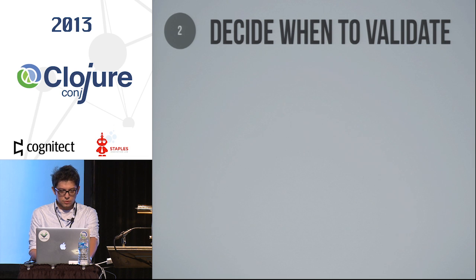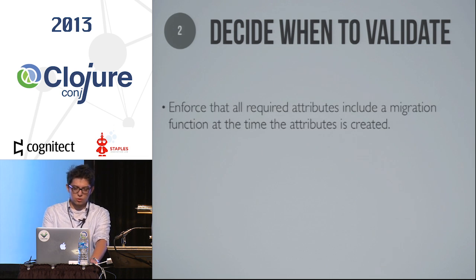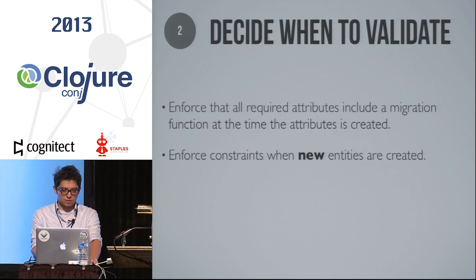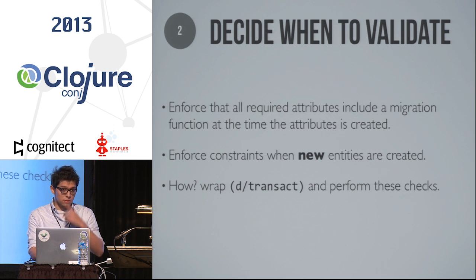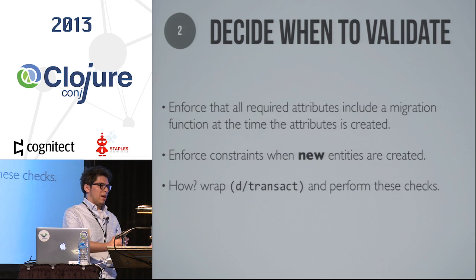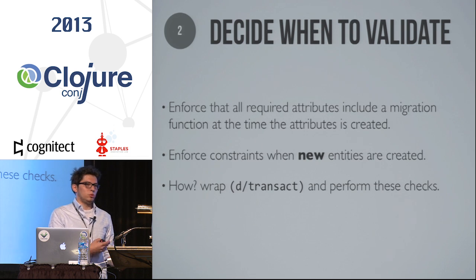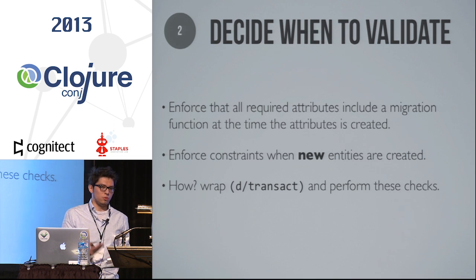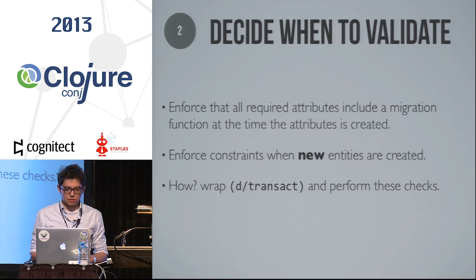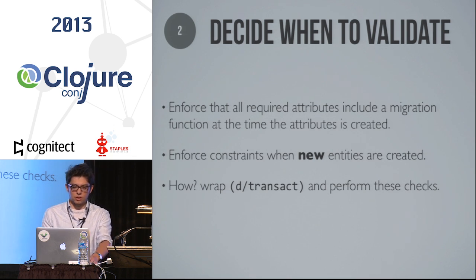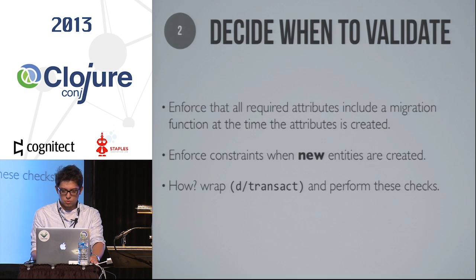Well, the problem is, when do you decide to validate and how do you decide to do it? In this model, every time you add a required attribute, you must also specify a migration function. Otherwise, there wouldn't be any default value to assign to all the instances. And what you can do also is enforce that new entities created contain this required attribute. And how would you do that? Well, you would write your own transact function that is wrapping the original, and that it would do these checks.